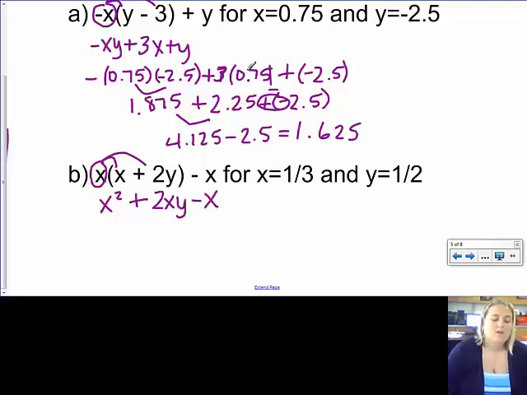Same situation here. I don't have any like terms because for them to be like terms, I must have the exact same variable with the exact same exponent, and I do not. So I'm going to go ahead and substitute at this point.